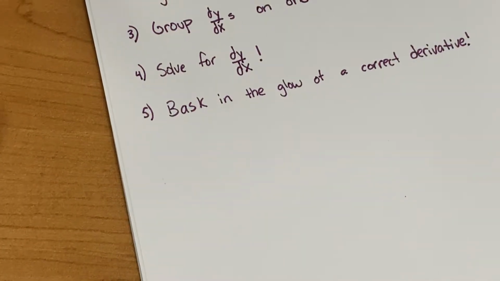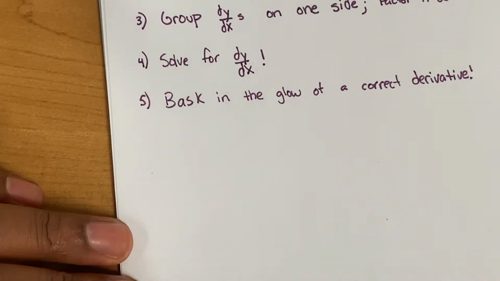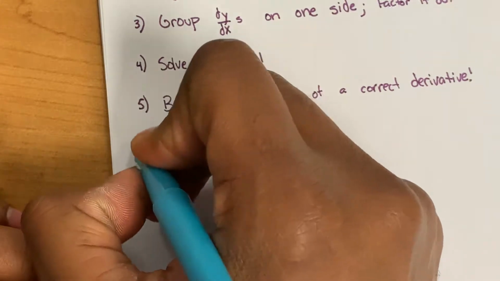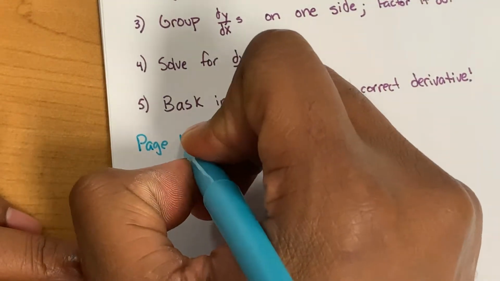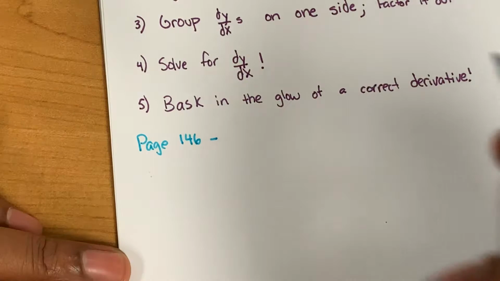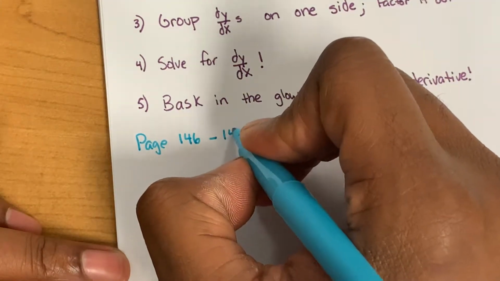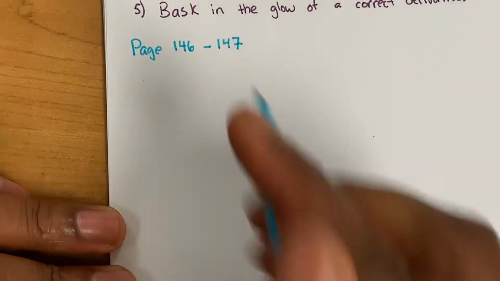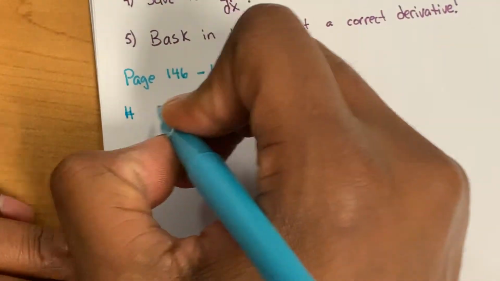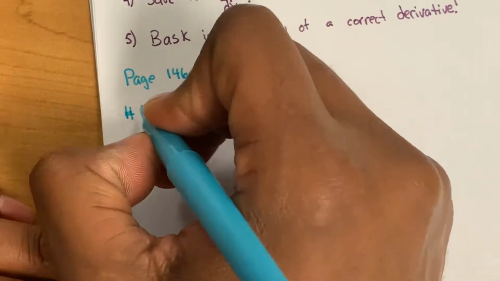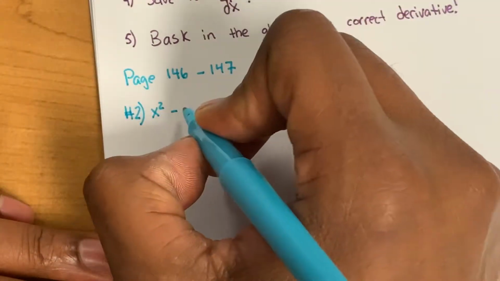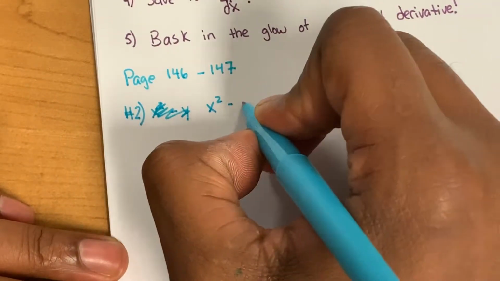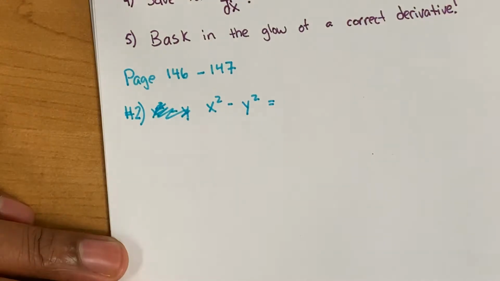So the first example that we have is we'll do number 2 from the textbook. So again, I am just working from page 146 to 147. And we're doing number 2. So number 2 is x squared minus y squared equals 25.